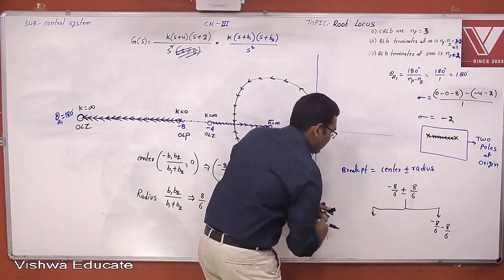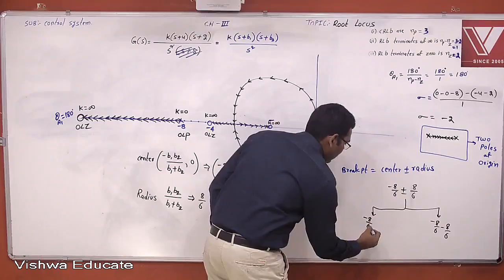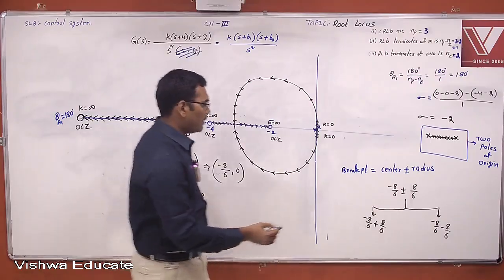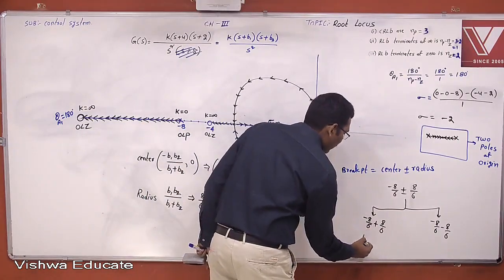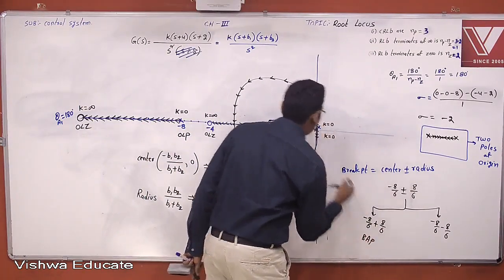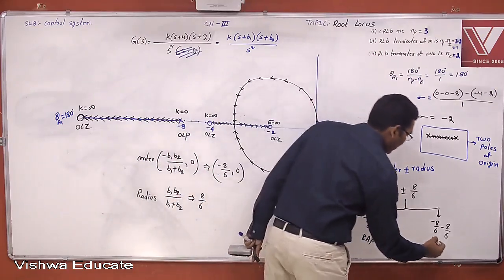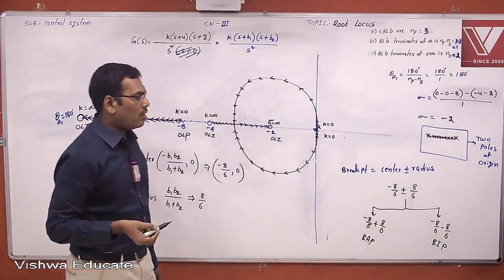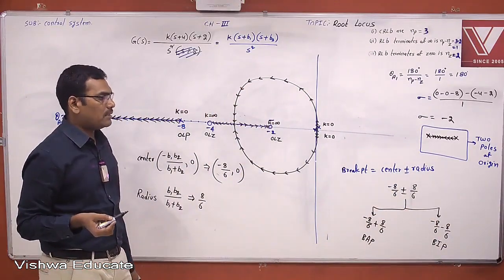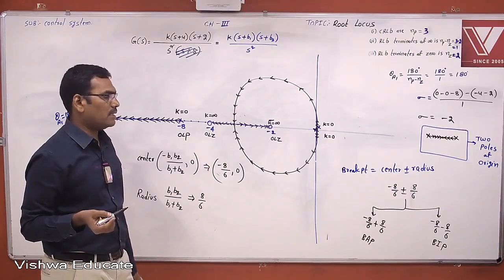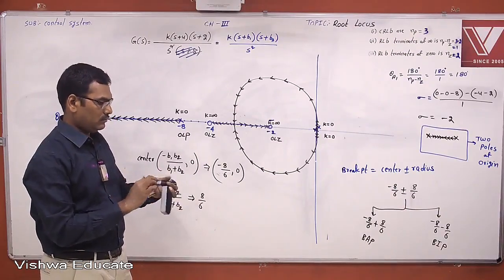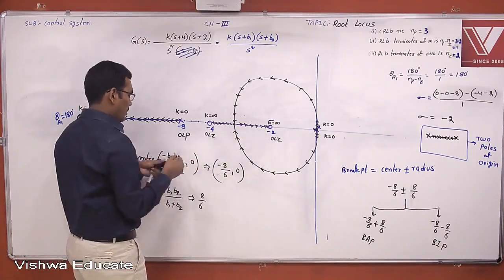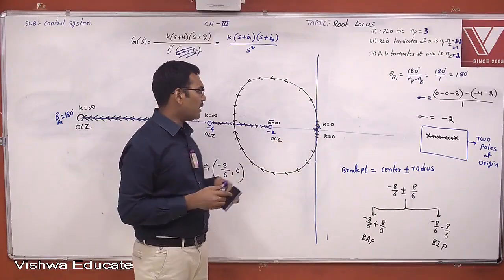Now this is minus 8 by 6 plus 8 by 6. Now you tell me what is the point. This is nothing but 0. This is the breakaway point because there are two poles at origin. This is the breakaway point and this is the break in point. Is it right or not? Now minus 8 by 6 minus 8 by 6 is minus 16 by 6, minus 8 by 3, some 2 point something here. Now this is the break in point and this is the breakaway point.